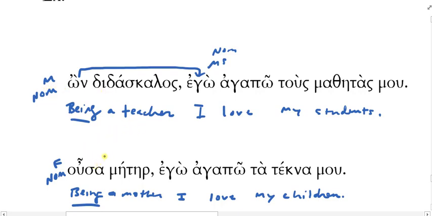If you look over here at ousa meter ego agapo, who is it that's being a mother? It's still ego, isn't it? But what can you tell me about this ego? It's feminine, singular, right? And nominative. So that's why this is nominative, feminine, and singular, by the way. But even though ego is the same pronoun, ego can stand for a masculine or a feminine I. And that's why I get to make the choice with the participle here. Yes?